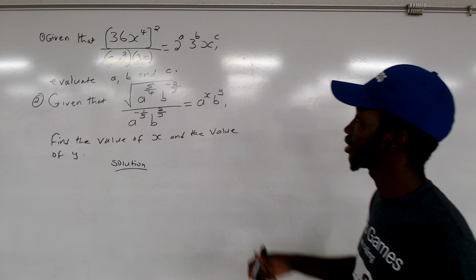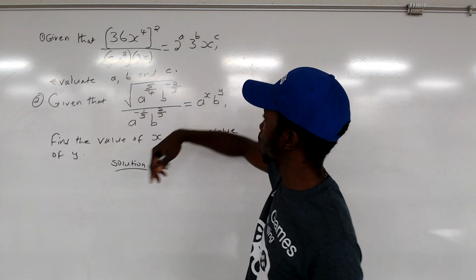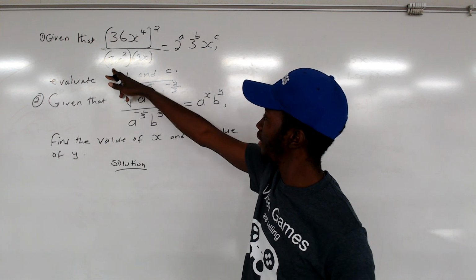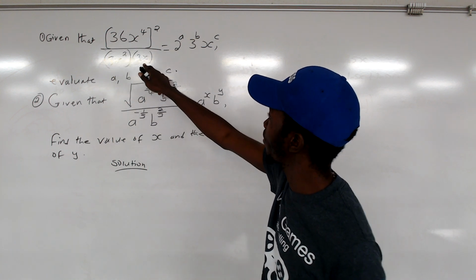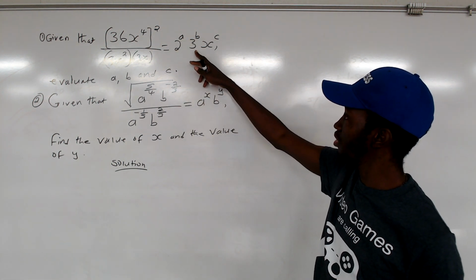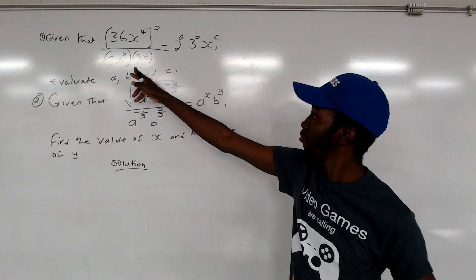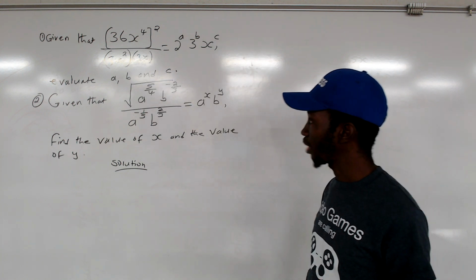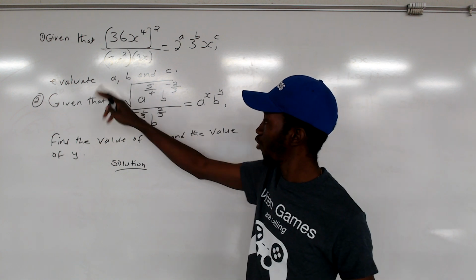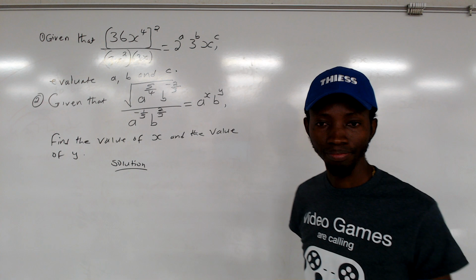So the first part says, given that bracket of 36x raised to the power 4 all raised to the power 2 divided by 8x squared multiplied by 3x all equals 2 raised to the power a multiplied by 3 raised to the power b multiplied by x to the power c. So this term equals this term. We are required to evaluate the value of a, also the value of b and that of c.